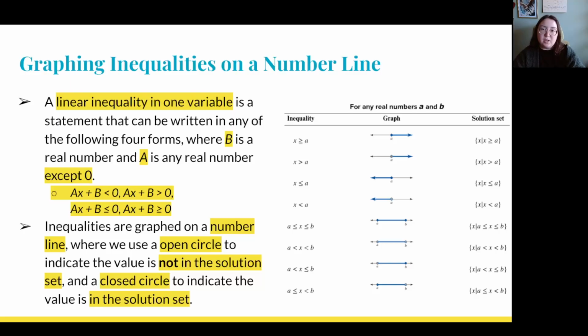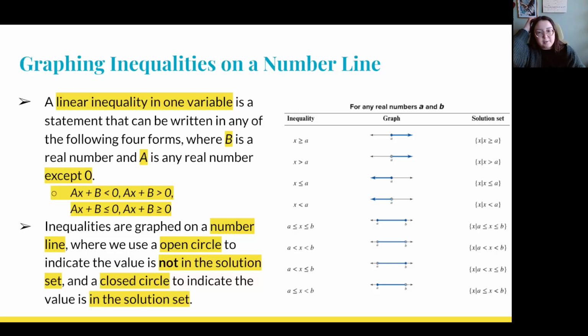A linear inequality in one variable is a statement that can be written in any of the following four forms, where b is a real number and a is any real number except 0. It has to exclude 0 because if a were 0, it would make your x go away and then you wouldn't be solving for anything anymore.